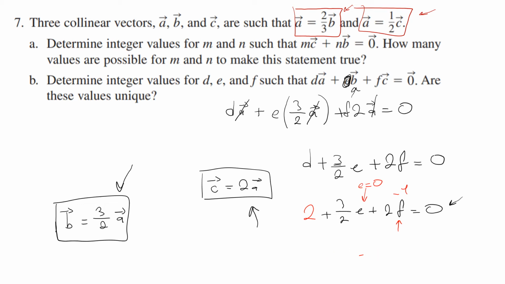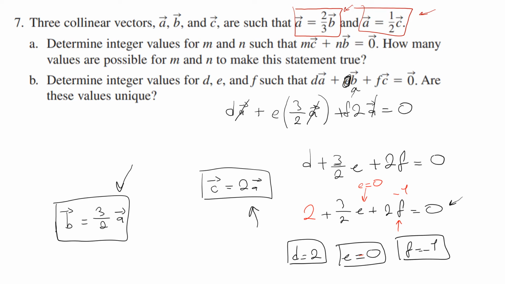So I'm putting that equal to 0. So as the values, I have one set of values. I have D equaling 2. I have E equaling 0. And I have F equaling negative 1. So those would be my values. But are these values unique? No, they are not unique.